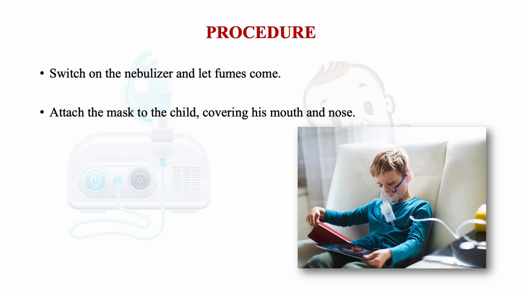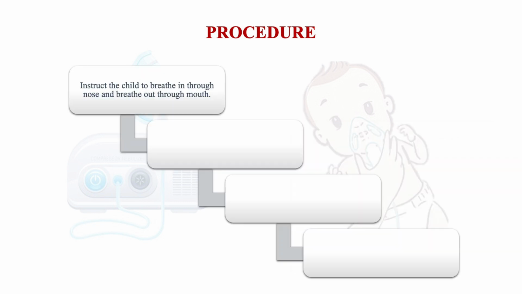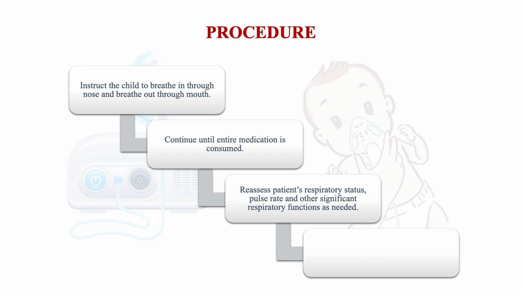Attach the mask to the child, covering his mouth and the nose. Instruct the child to breathe in through the nose and breathe out through the mouth. Continue until entire medication is consumed. Reassess patient's status, pulse rate and other significant respiratory functions as needed. Compare and record significant changes and improvement.